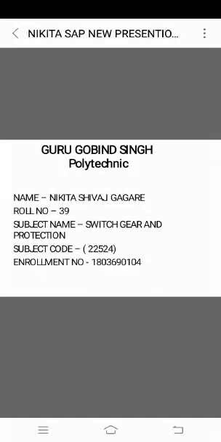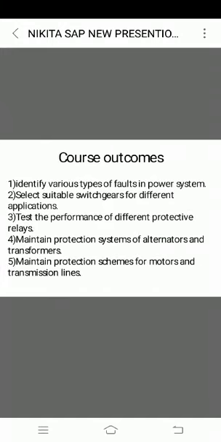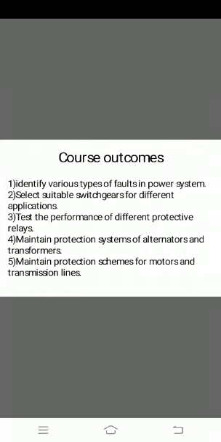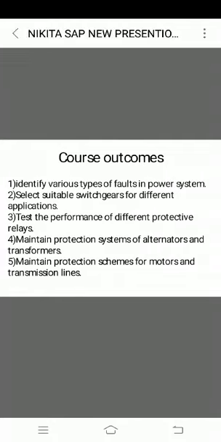Today I'm going to present a presentation on switchgear and protection. First of all, we have to see the course outcomes. First, identify various types of fault in power system. Second, select suitable switchgear for different applications. Third, test the performance of different protective relays. Fourth, maintain protection system of alternator and transformer. Fifth, maintain protection scheme for motor and transmission lines.